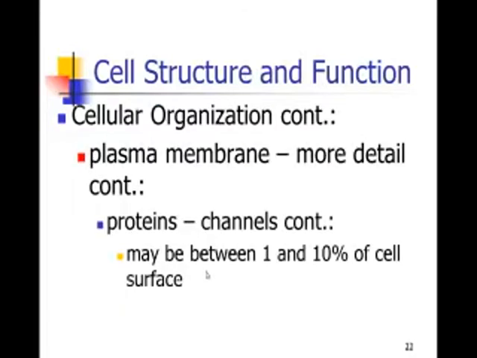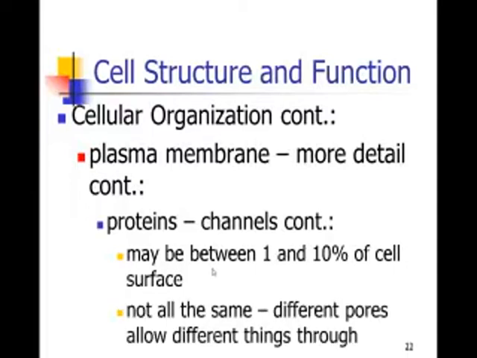The protein channels, how much of any given cell membrane is comprised of these, varies between 1 and 10% of the cell surface. And as I mentioned, the pores are selective. They're not all the same. So there are some pores that allow one kind of particle to go through but prevent others, and then there are some that move other kinds of particles through.